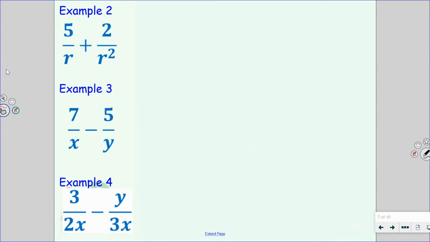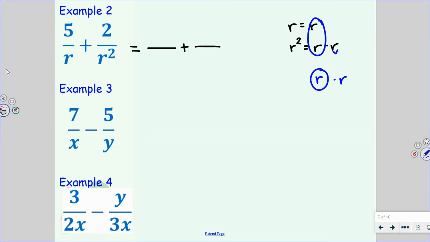First example, we have 5 over r plus 2 over r squared. Again, we don't exactly know what r is, but we do know that anytime we have to add fractions, we've got to have common denominators. And to get to the least common denominator, what we found is if you circle everything that's in common and write it one and only one time, and then you multiply it by every other part, quickly you would see, and some of you now have the mental skill to see, that r squared will be our common denominator.